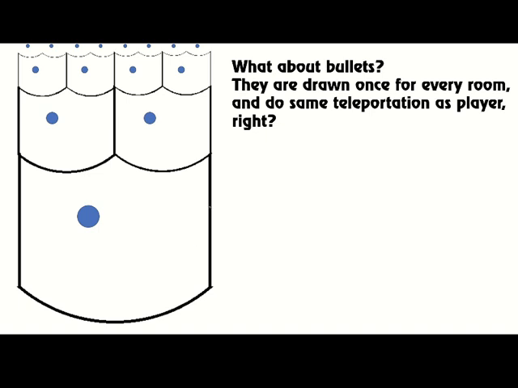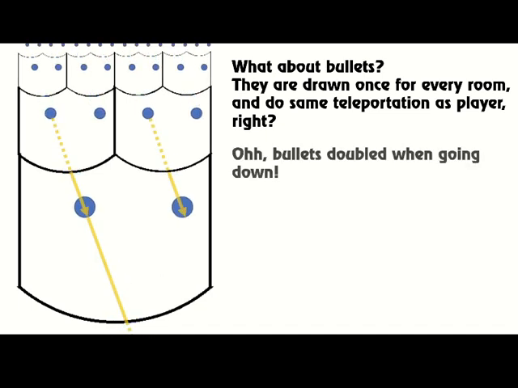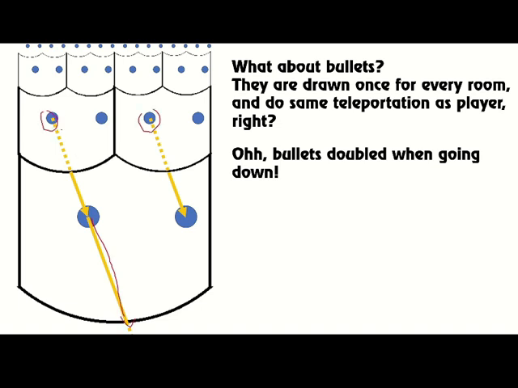But what about bullets? Bullets are drawn once for every room, and seems that they do same teleportation as player. Let's see this example. A bullet is going to move this way. And we see that the bullet doubled when going down. When this bullet goes this way, another 2 bullets in the room above this room also goes this way down into this room, so that the bullet gets doubled.